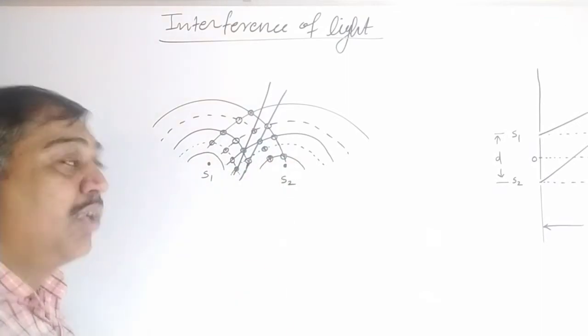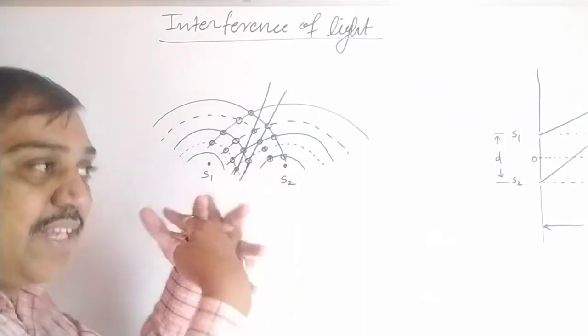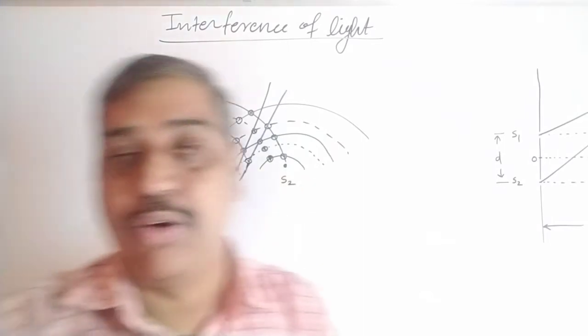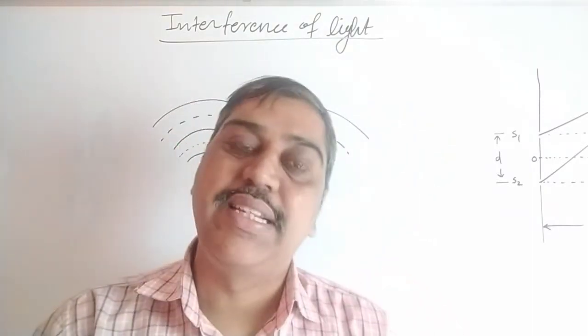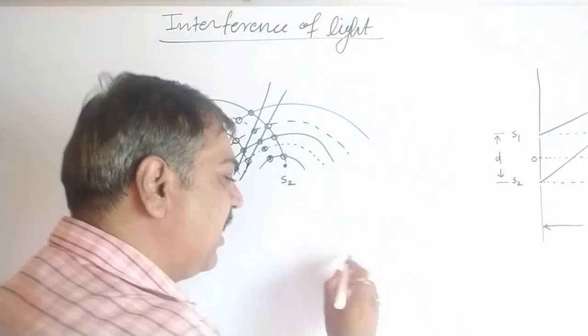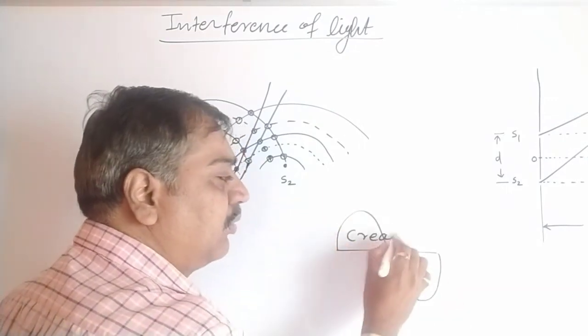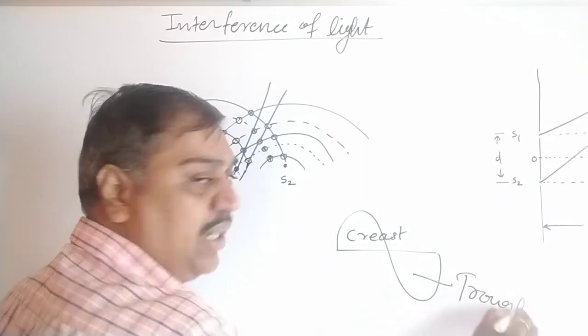After some time, the waves travel to the edges and the two waves try mixing together, and that mixing of two waves is said to be interference of light. Now what type of mixing would there be? Suppose, if you remember, we have drawn such a type of wave here. This is said to be a crest, and this is said to be a trough. So crests and troughs are formed.